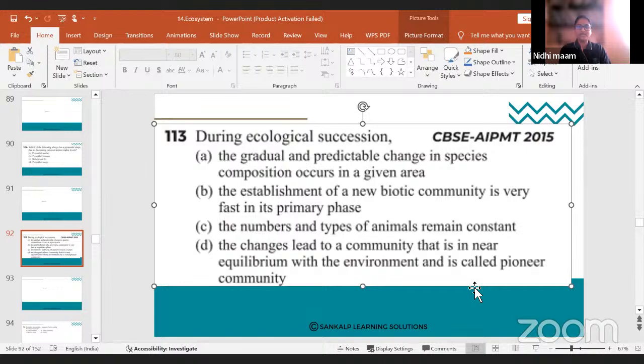The gradual predictable change in species composition occurs in a given area. The establishment of a new biotic community. The numbers and types of animals remain constant. The changes lead to a community that is near equilibrium with the environment and is called the pioneer community.